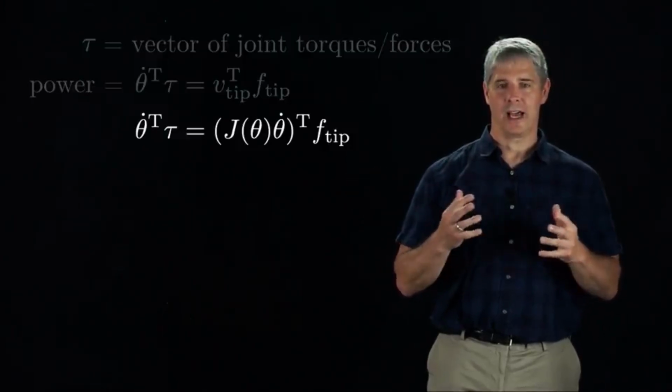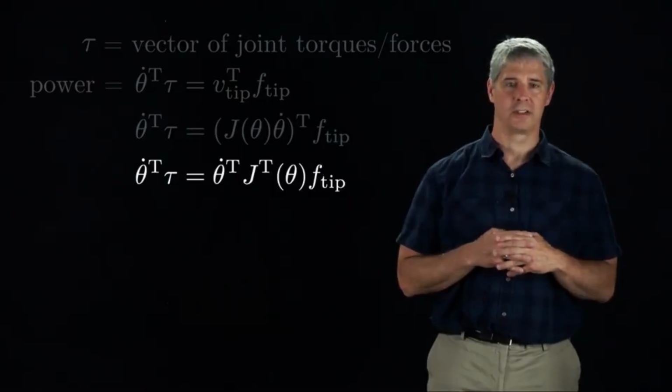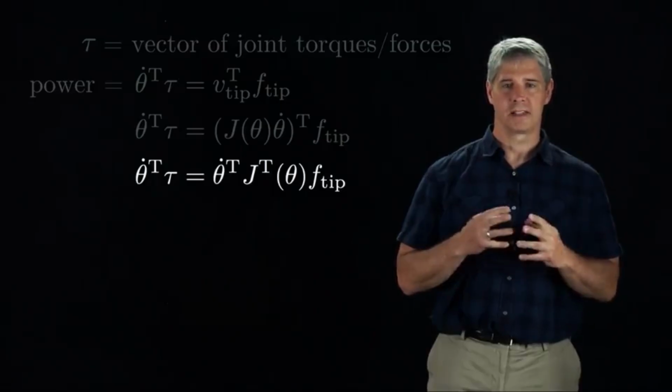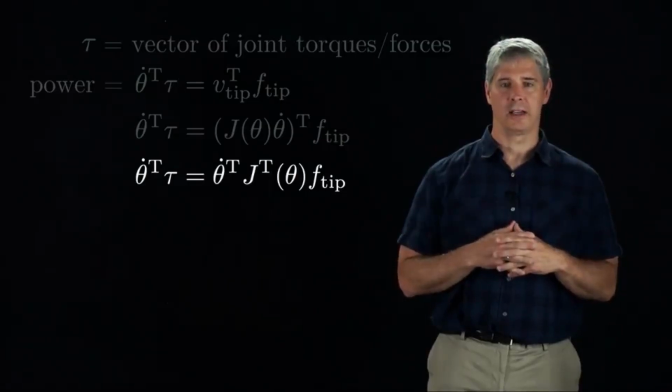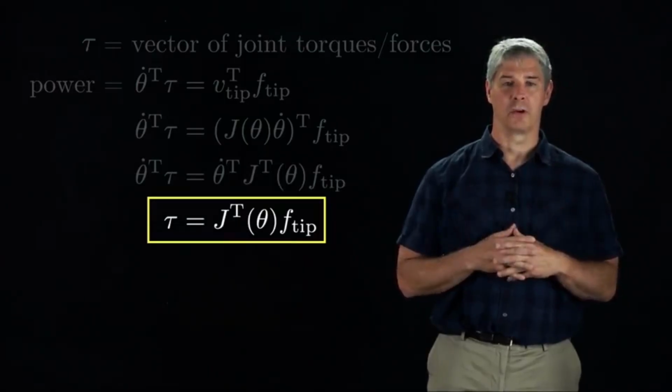We can rewrite this as this equation using the fact that the transpose of J theta dot is equal to theta dot transpose times J transpose. Since this equation holds for all theta dot, the equation reduces to tau equals J transpose times F tip, the relationship we were looking for.